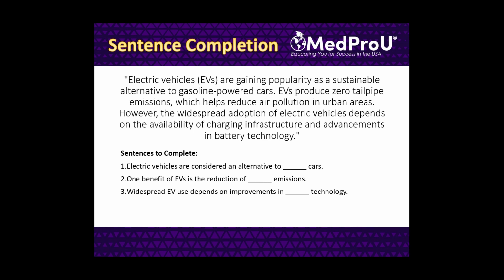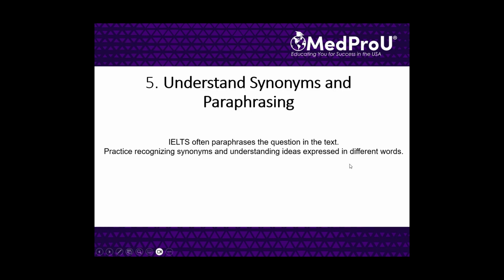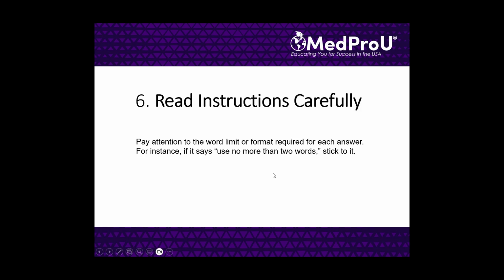Okay, very good. I think everybody is getting better scores now. Now here's another tip. You have to understand synonyms and paraphrasing. Most of the time, IELTS paraphrases the questions in the text. You have to practice recognizing and understanding ideas in different words. So again, you have to train yourself with vocabulary.